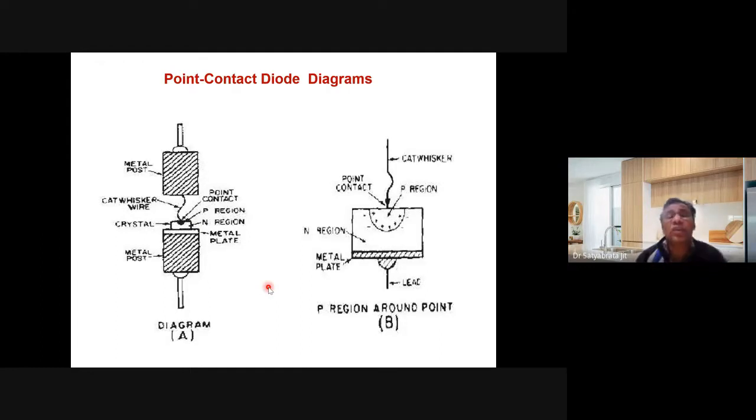So this is the diode which is still in use, but the modern diode that we can consider is basically a metal and semiconductor junction. This device that we consider today, we normally know as a Schottky diode.